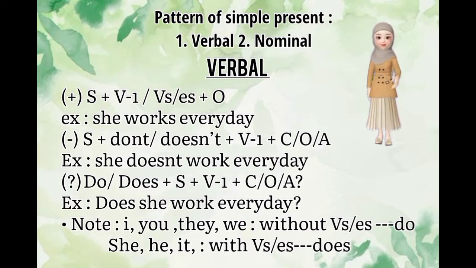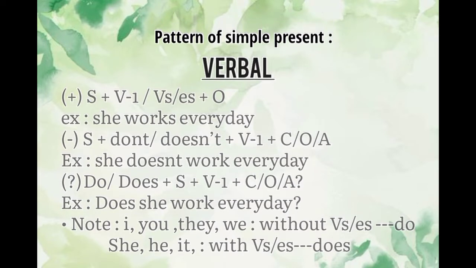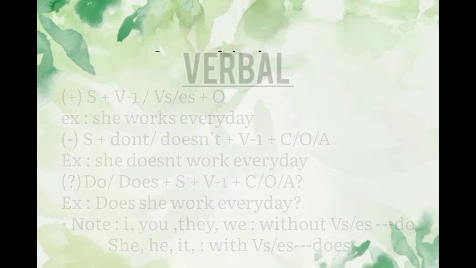Example, she doesn't work every day. The pattern is subject, don't or doesn't, verb 1 plus object. If the subject is I, you, they, we, you must use do. Otherwise, when the subject is she, he, it, or a name, you must use does. In the interrogative sentence, do or does goes in front of the subject. The pattern is do or does, subject, verb 1, and complement or object. Example, does she work every day?